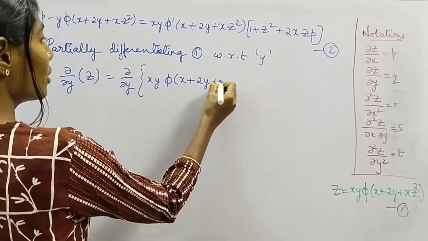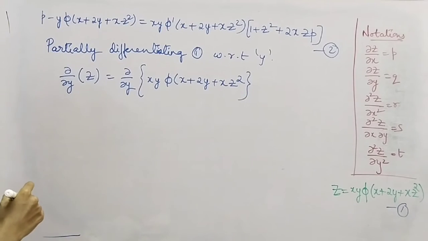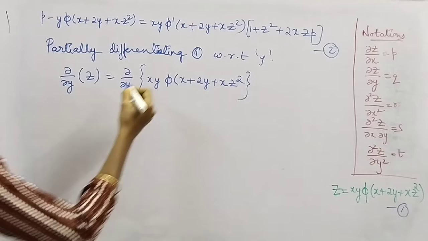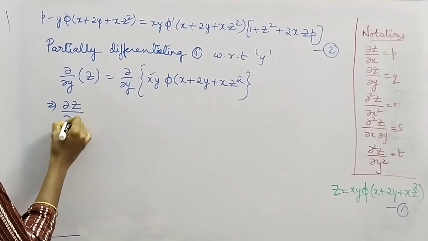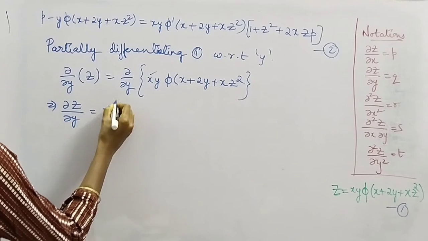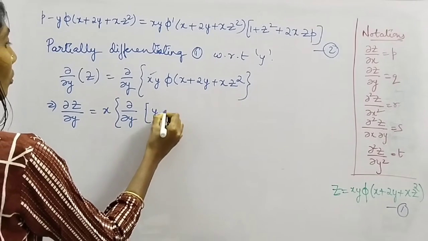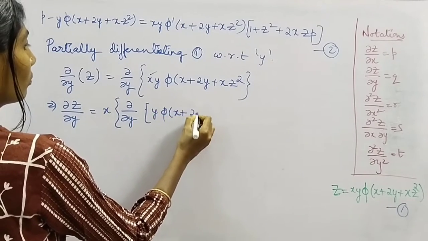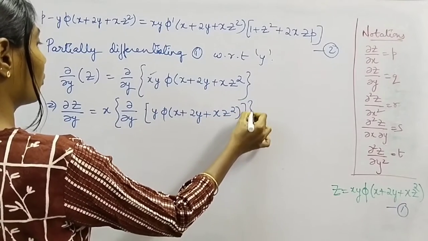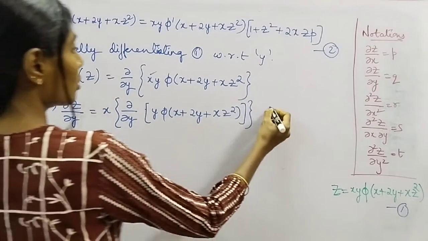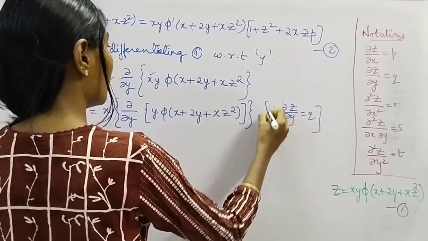Here we are partially differentiating with respect to y, so we'll treat x as constant, right? So let's pull this out. This gives us dou z by dou y equal to x into partial derivative of y into phi, that is phi of x plus 2y plus xz square. Since we have a notation dou z by dou y equal to q, let's replace dou z by dou y by q.